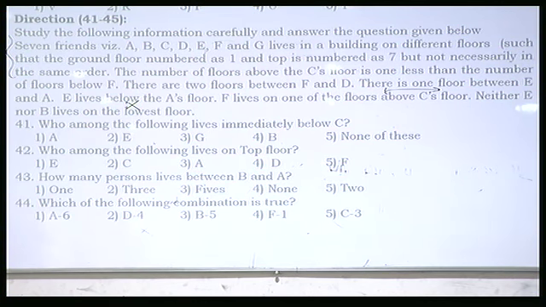Next, there are 2 floors between D and F. There is 1 floor between E and A. E lives above A, that is already given. F lives on one of the floors above C. Neither E nor B lives on the bottom floor.